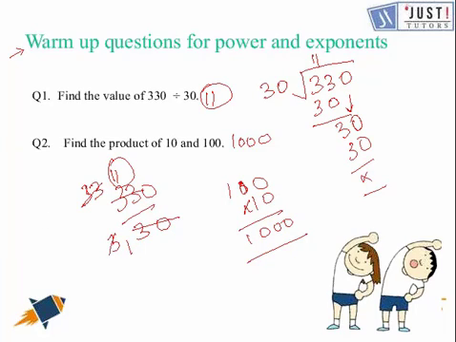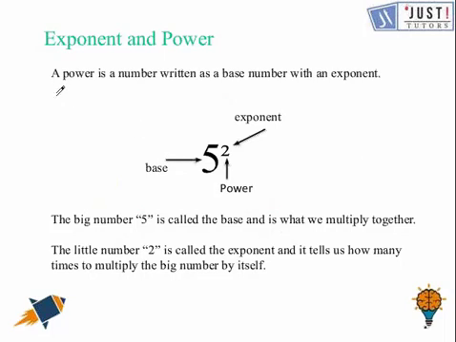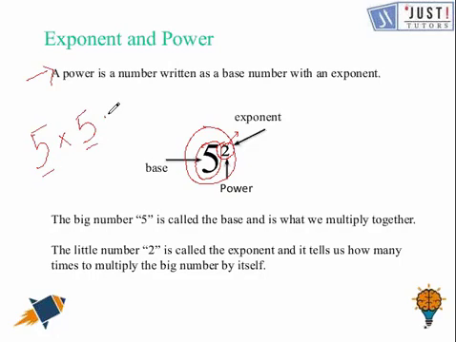Now we move ahead with our topic, which is exponents and powers. So basically, a power is a number written as a base number with an exponent. In this, the bigger number represents the base and the smaller number on the top represents the exponent, or we can say it as power as well. So by this picture, we can say that the base is 5 and the power means that the number is multiplied by itself 2 times. That is 5 times 5. So the answer of this would be 25. So in this way, we can solve the exponents.